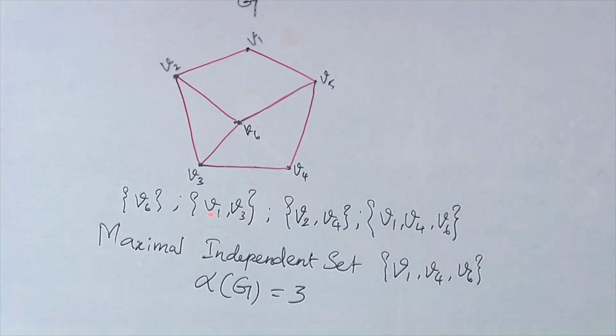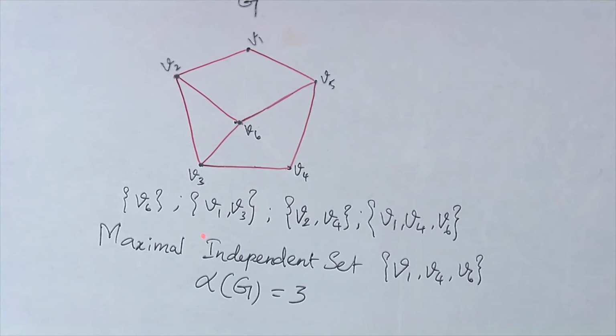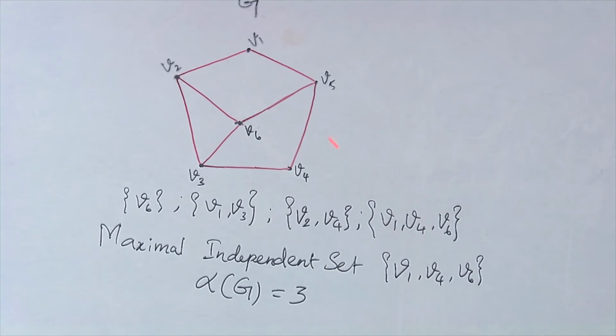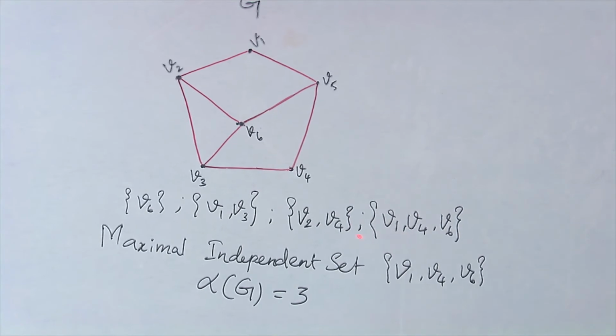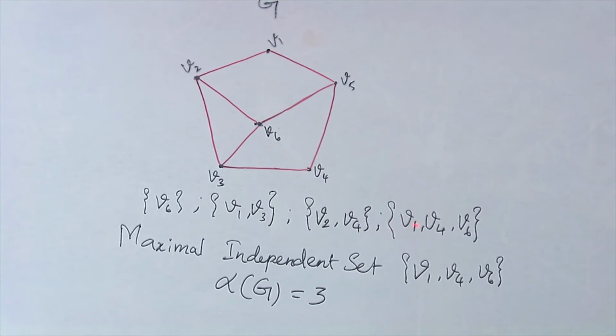And V1, V3. V1 is here, V3 is here. V1 is not adjacent to V3, and this is also an independent set. V2 and V4 are not adjacent to each other, so this is also an independent set. And V1, V4, V6 is also an independent set. But here we are interested in finding the maximal independent set as well as the number. Here the cardinality is 1, 2, 2, and here the cardinality is 3. So we call that alpha of G. Alpha of G here is 3.